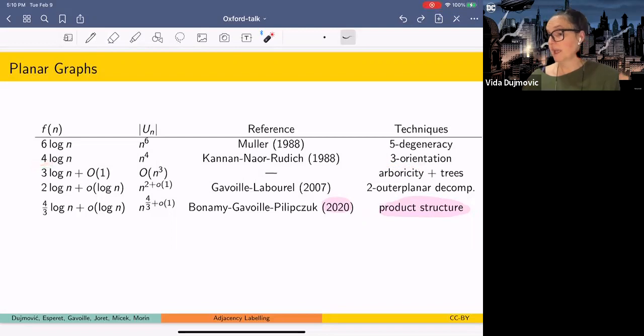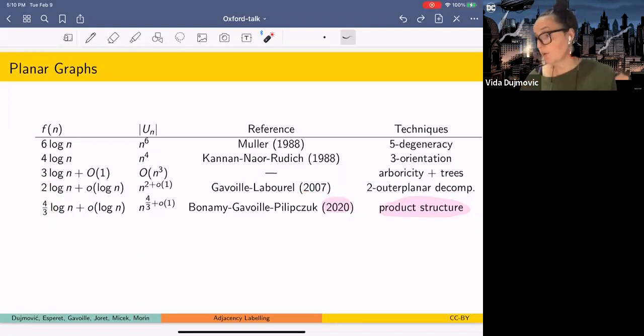Then that was 4 log n and so on. Then there was a 2 log n result based on the fact that edges of planar graphs can be partitioned into 2 outer planar graphs. And the most recent result, this is from 2020, or was it 2019? Doesn't matter. There was a breakthrough, because this 2 here was standing there for many years, since 2007. There was no improvement on 2 for planar graphs. So there was a breakthrough in 2019 and 20, and it came from product structure.